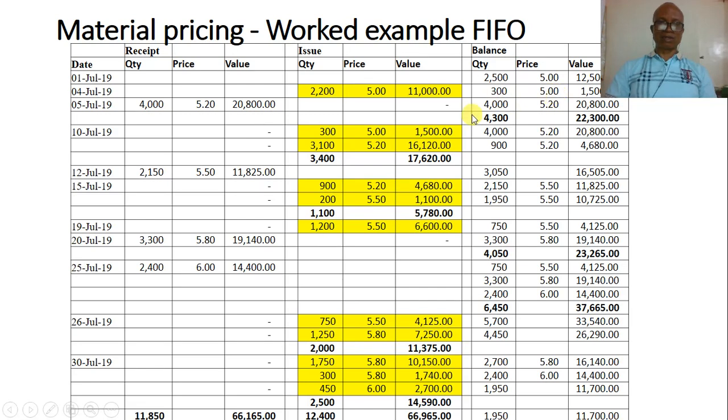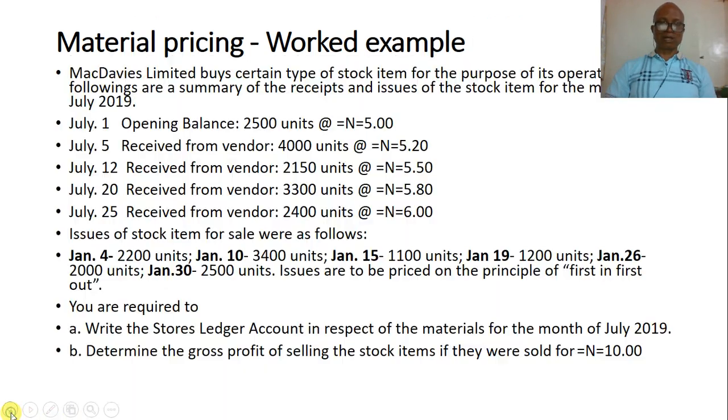Now we have the material process work example. So this is something that I've worked before now. On July 1st, remember I'm looking at stock value of 2,000 units at the price of 5 naira. So this is the value. Then on the 4th of July, there was an issue out of stock. Look at it, 2,200 units.